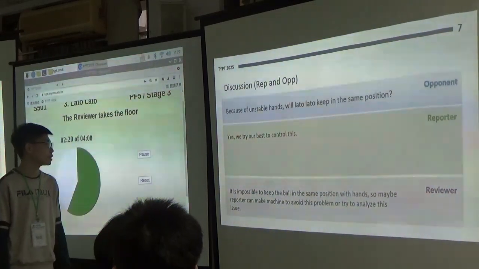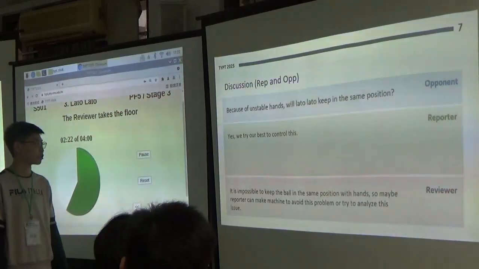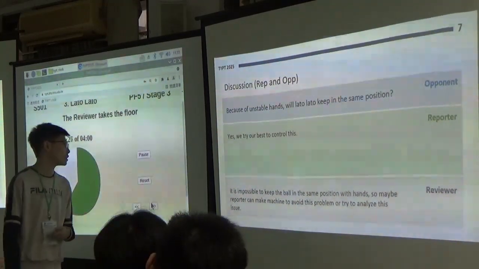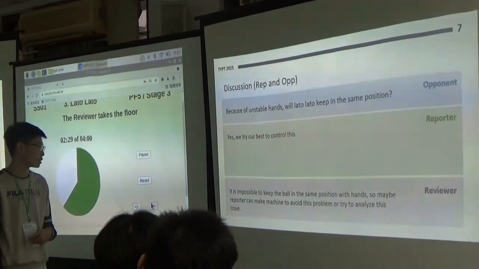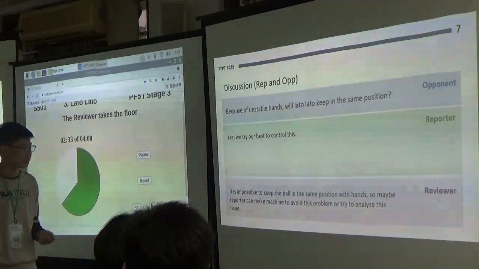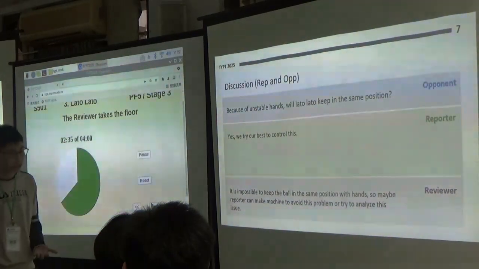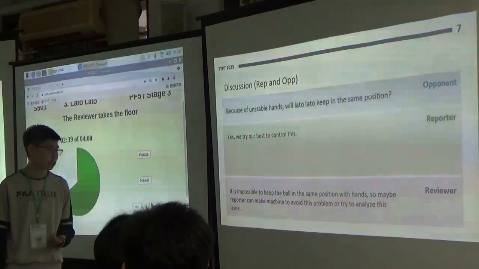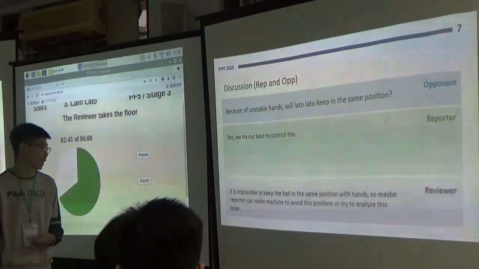The opponent asks, because of unstable hands, will the lato-lato keep the same position? The reporter responds that yes, we try our best to control this. But the reviewer answers that it is impossible to keep the ball in the same position with hands, especially in a 2D model. So maybe the reporter can make a machine to avoid this problem or try to analyze this issue.